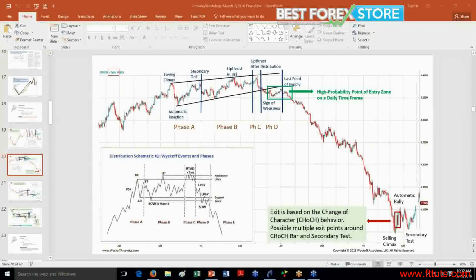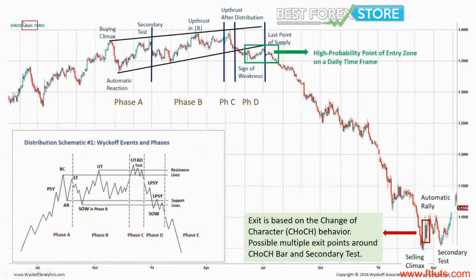All right, so we were on this slide. This is the daily time frame, euro versus dollar. I talked about the change of character bar, which is going to identify a potential much more significant consolidation than any consolidation that we've seen on the way down.